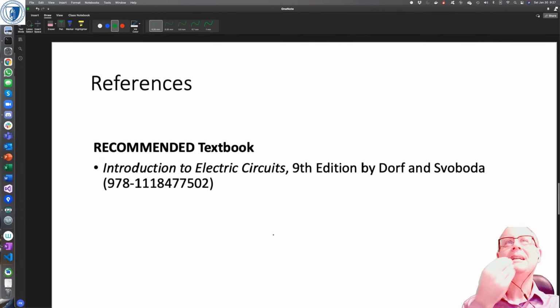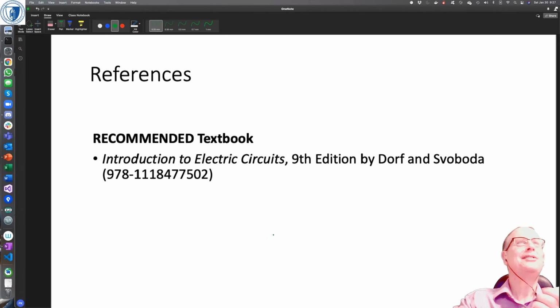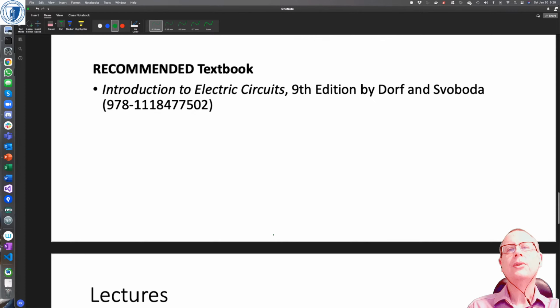So let's actually start talking a little bit more about, if you like, the red tape for the course. The book I'm using, and a lot of the diagrams and everything, is the book by Dorf and, I'm not quite sure how to pronounce it, Svoboda? I don't know. But it's a pretty good book for this course.